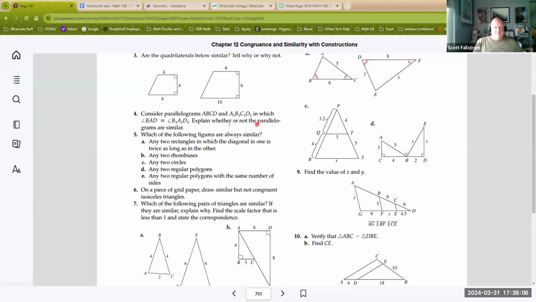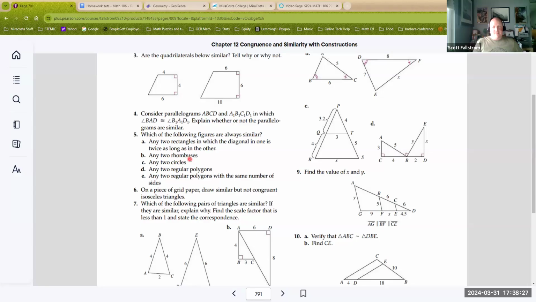Consider parallelograms in which one angle. Oh, interesting. So they're going to tell you it's a parallelogram. Is that enough for you to conclude that the parallelograms are similar if you know one angle? I want you to figure that one out. I'm going to try that one. I did answer in a separate video this one on two rectangles where the diagonal is twice as long as the other. Which of these are similar?